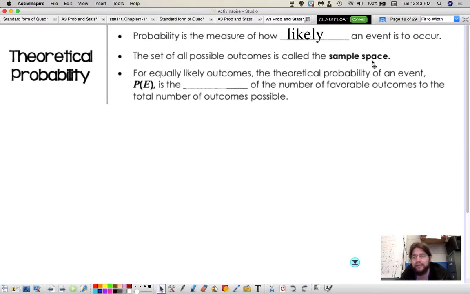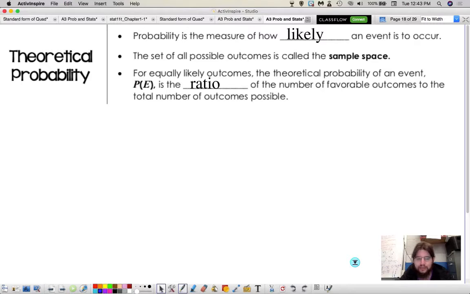The probability of getting, let's say, a 1 would be 1 out of 6. But for equally likely outcomes, a theoretical probability of an event P of E, so that's the probability of event E, like the probability of rolling a 1, probability of pulling a red card, is the ratio of the number of favorable outcomes to the total number of possible outcomes.